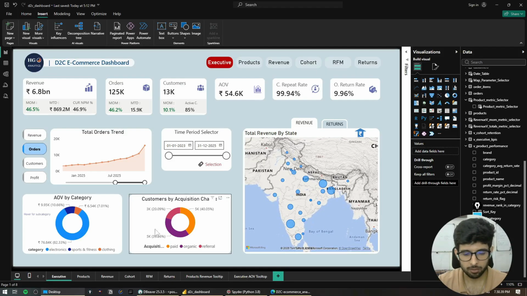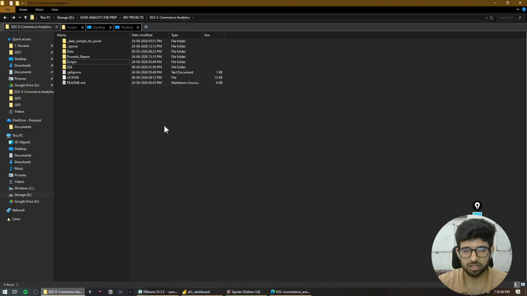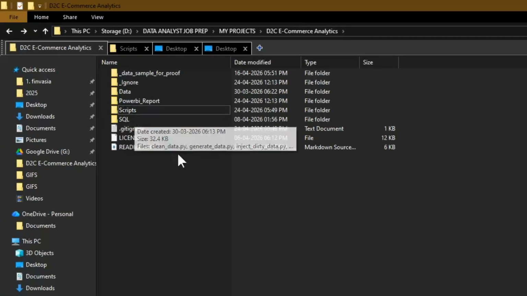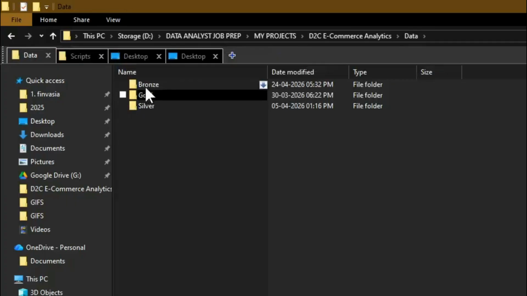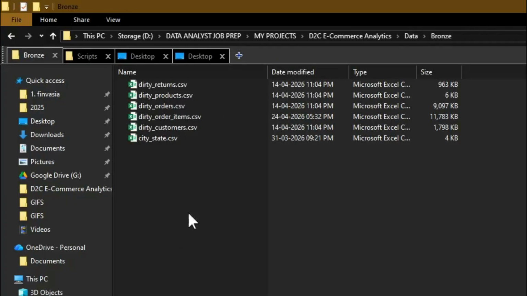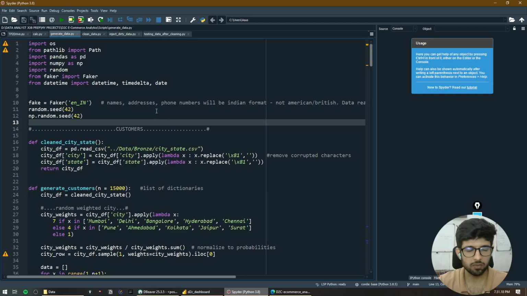Now I will take you through the structure of our project. You can see here are the scripts. Here is the data, the bronze, silver and gold data. Now I will take you through how exactly I generated this data.